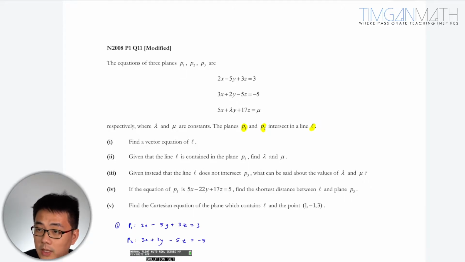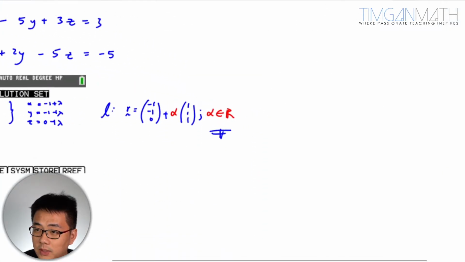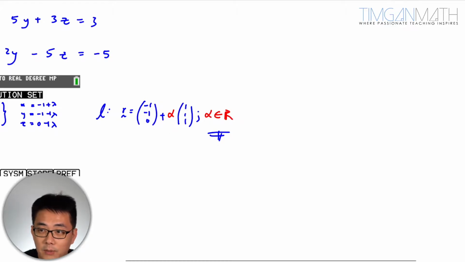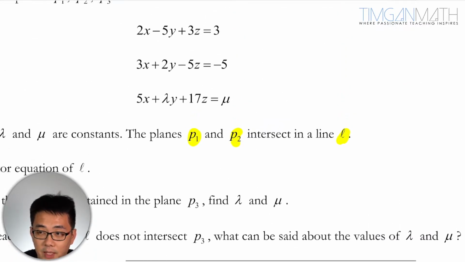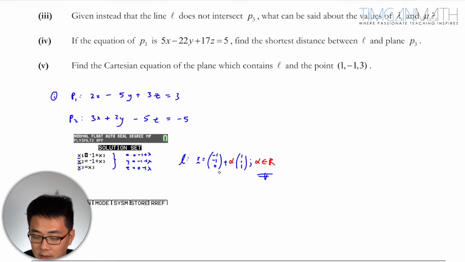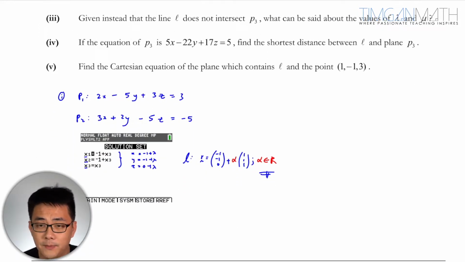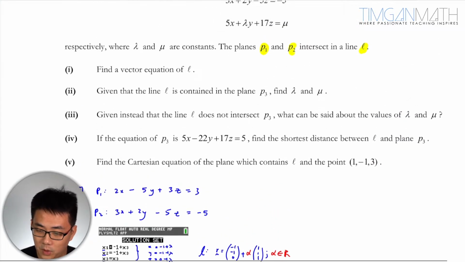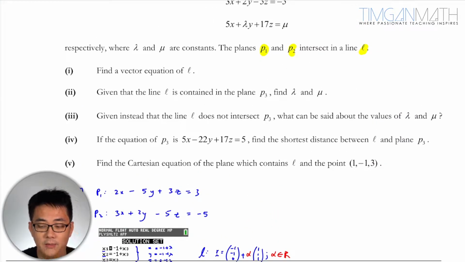So let's look at part 2 here. Before we move on to part 2, I just want to mention that this shouldn't be lambda because we already have lambda in the other equation here. So now just change it to any other letter. I'm going to use alpha instead. Now we are given that plane 3 contains L, find lambda and mu.